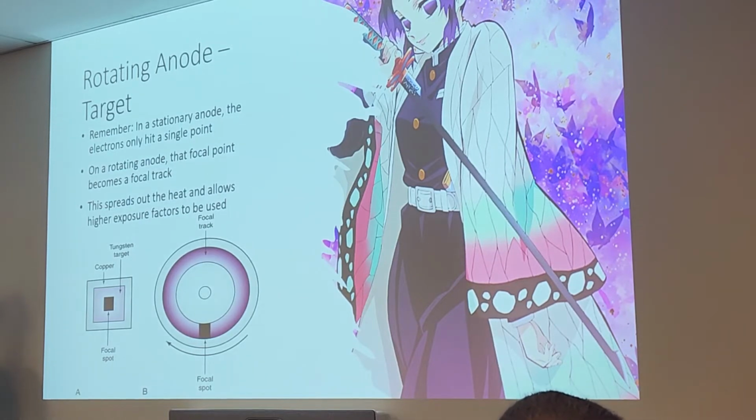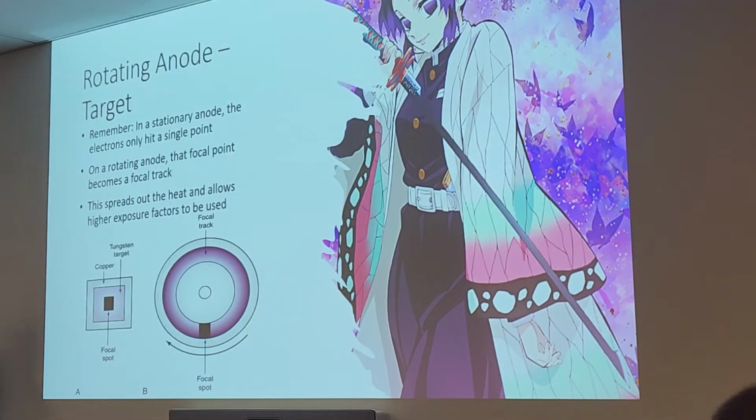Mr. Phung, do you have anything to add? Does anyone remember how fast this rotating anode spins? 3,400 RPM. Oh, great job. See, I'm a great teacher. Okay, you guys good? Wanna go to the next one?